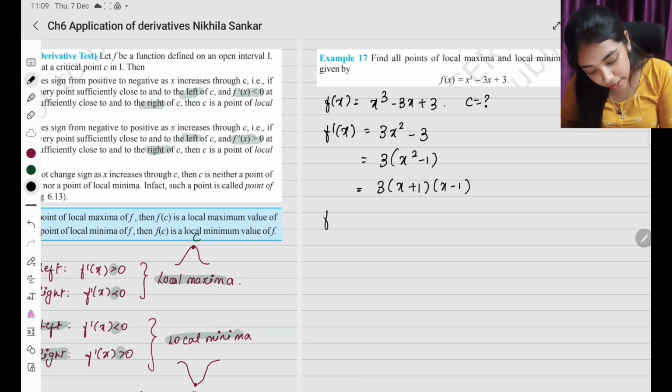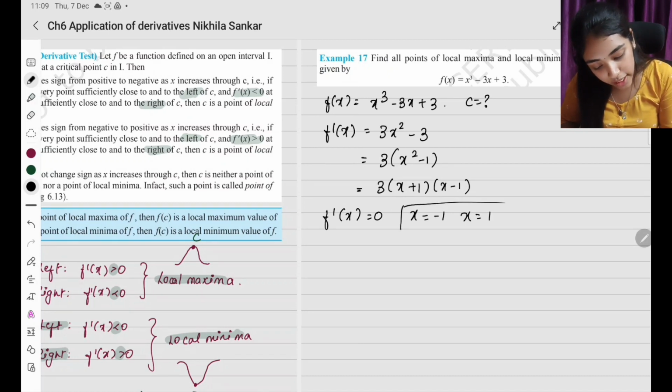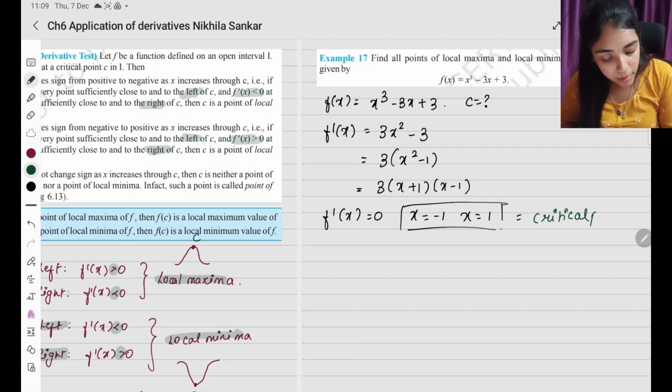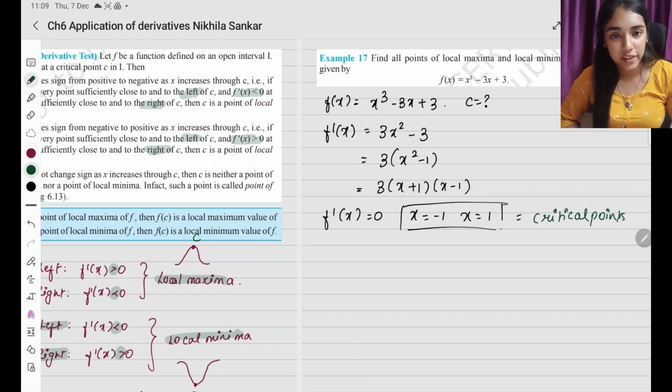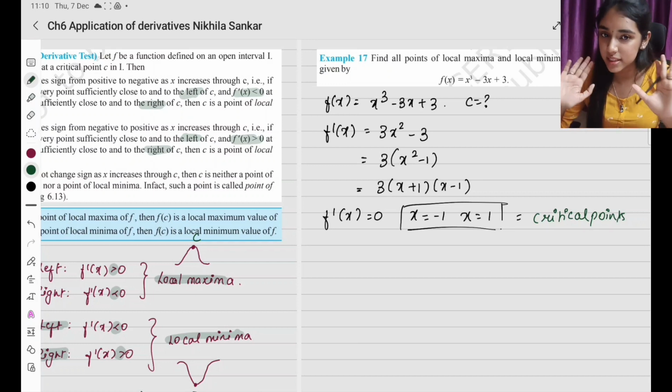So when I equate f dash of x to 0, I get x equals minus 1 and x equals 1. I have two different points and these are all my critical points. We call these critical points. Now in the graph of the f of x function, I have two different points, minus 1 and 1. But I have to find out which point is the minimum point and which point is the maximum point.